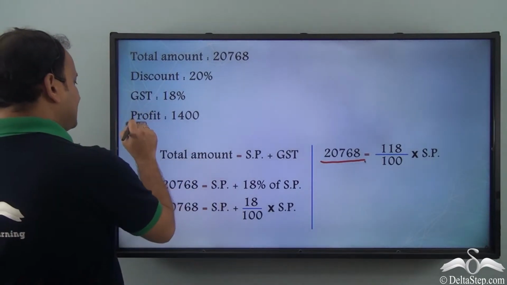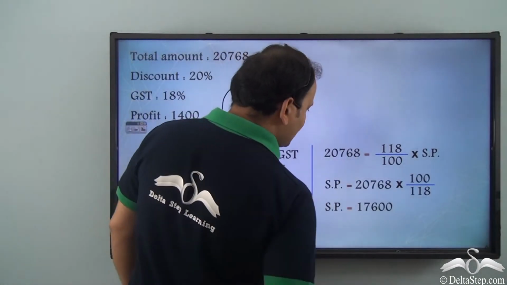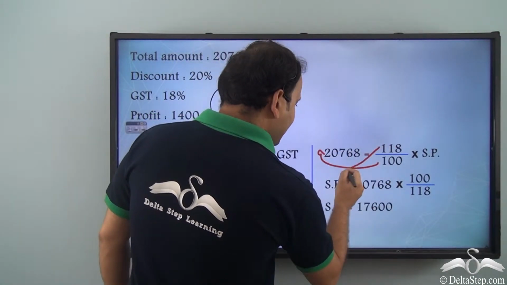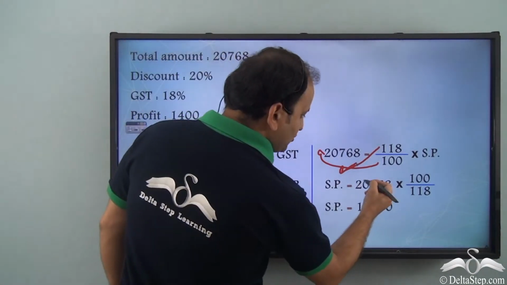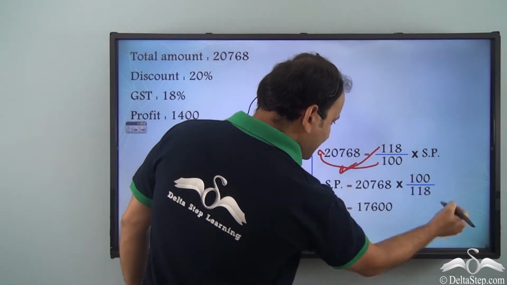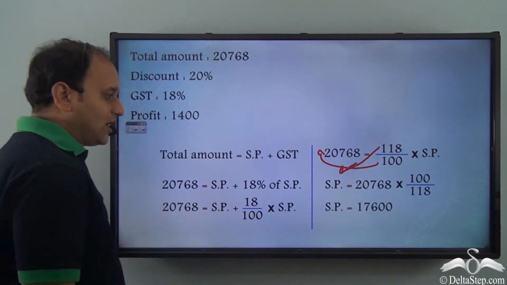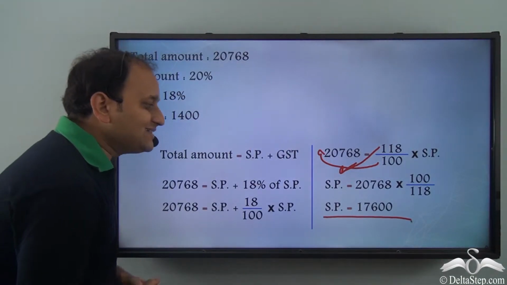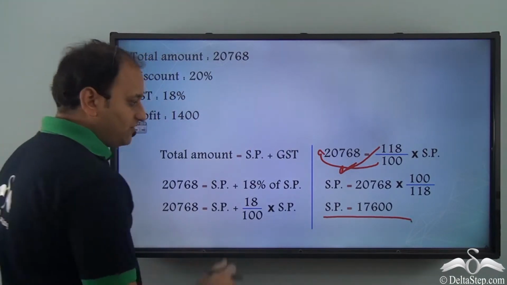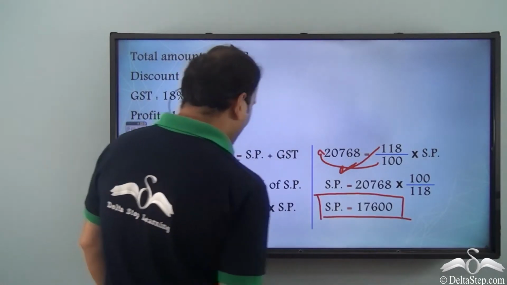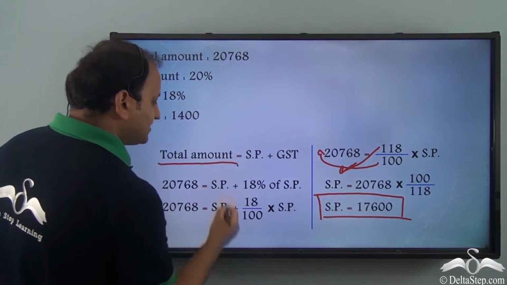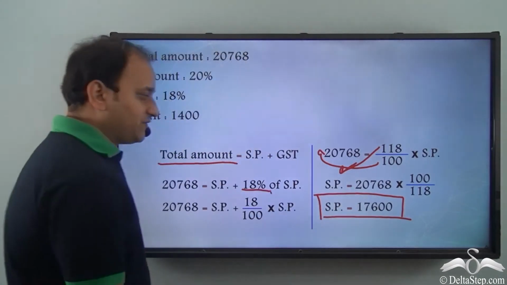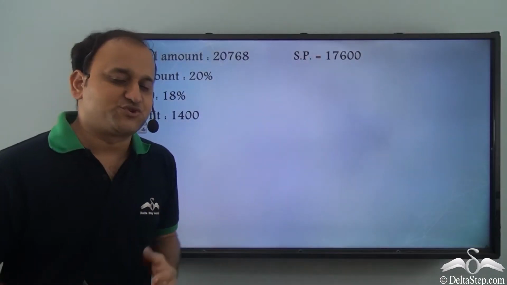Now by cross multiplication, what do we get? SP is equal to 20,768. 100 will come up here and 118 will come down here. So we have 20,768 into 100 by 118. Now when we calculate this, what do we get? We get SP is equal to 17,600. So we were able to find SP because we had the total amount and we had the rate of GST. So now what we'll do next is calculate list price.